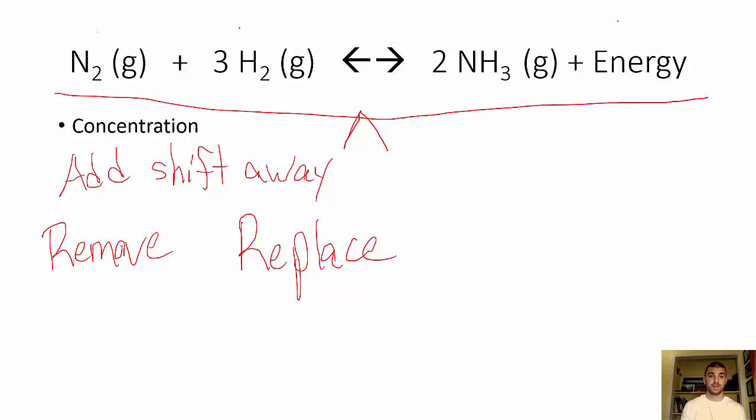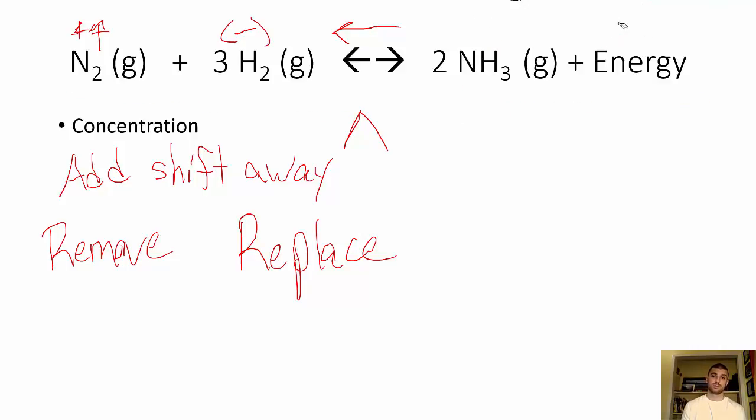So let's see what happens when I mess with H2 in the same way. Let's say I were to remove H2. Again, if I remove stuff, I've got to replace it. So I'm shifting towards that removal to replace the stuff I got rid of, which means I'm going to make more N2. How can I make more N2? Well, you've got to use up some NH3. So if we shift to the left, we use up the stuff on the right side and it goes down. I'm also going to lose energy.